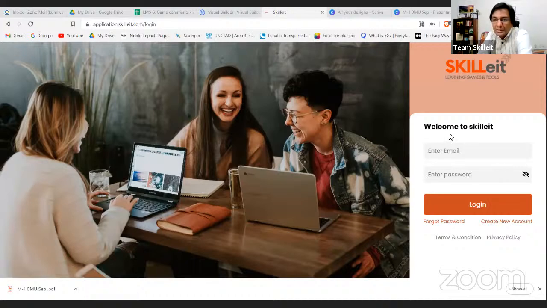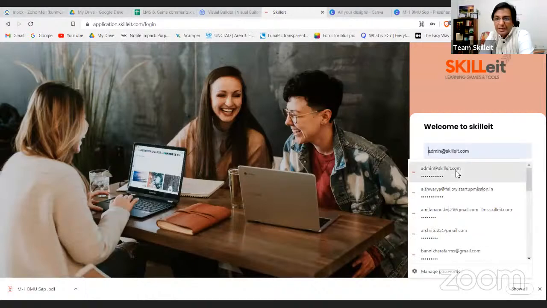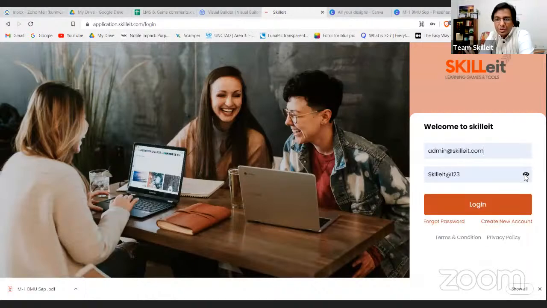When you click this link, welcome to Skillet. You have enter email, enter password, go below, login, and you will find create new account. Creating a new account, put any of your emails, enter a password which you remember or which you are already using, and you will get registered. Once you get registered, you log in with the same details, your login email and password. Let's say I'm putting my email and password. You can see also your password here, and then you log in.